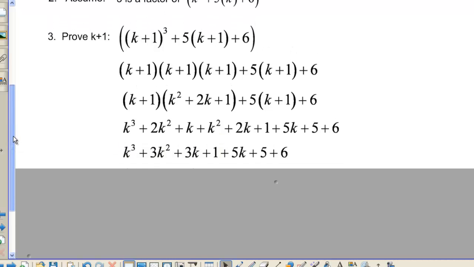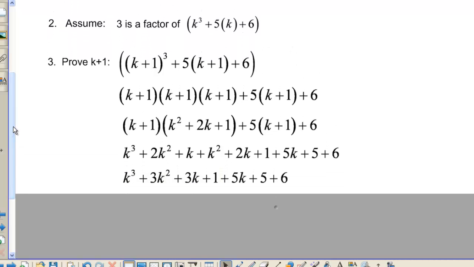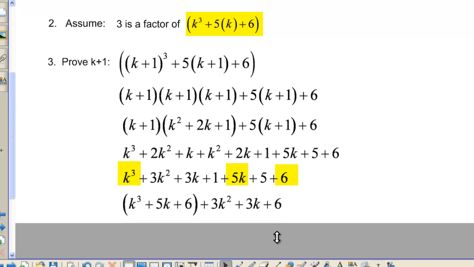Well, if you've noticed the pattern of mathematical induction, somehow or another, we need to get k cubed plus 5k plus 6 out of this, because then I know that that portion is true. So I'm going to reorder my terms. I am going to reorder the k cubed, then the 5k plus the 6, leaving me with the terms 3k squared plus 3k plus 6 when I add the 1 plus the 5.